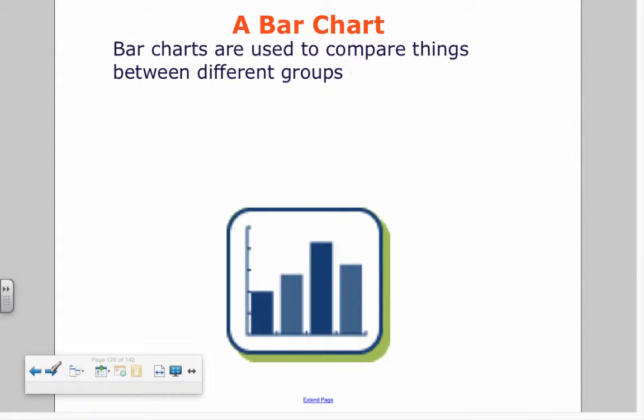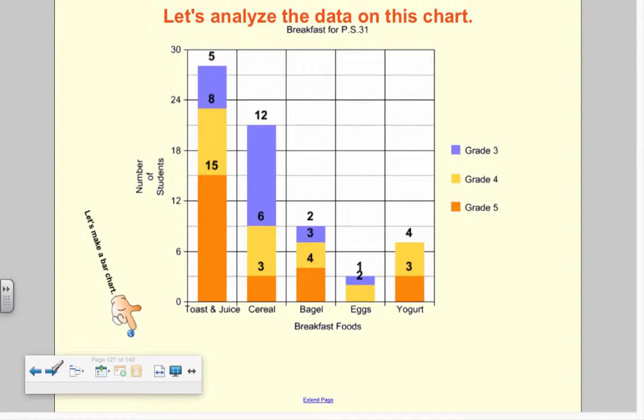Our next graph that we want to remember is a bar graph. Bar graph charts are used to compare things between different groups. Let's take a look at this bar graph. This analyzes the breakfast of 3rd, 4th, and 5th graders.